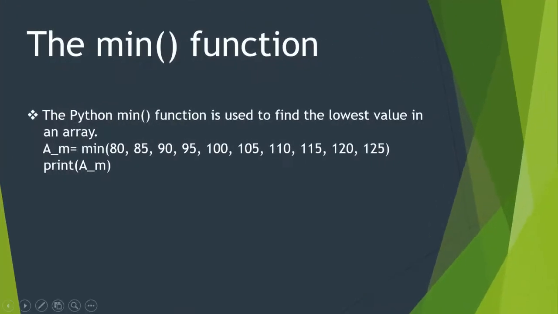The min function. We are just changing the predefined function here to min, and it will give the least number in the array. Here, for example, it is 80.